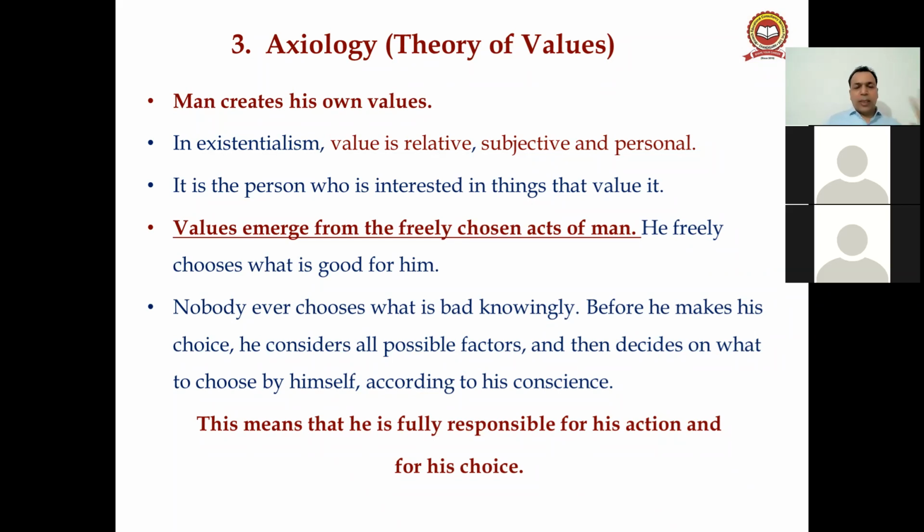Again, this talks about the man's individuality. Nobody ever chooses what is bad knowingly. Before he makes his choice, he considers all possible factors, then decides what to choose by himself according to his conscience. This means he is fully responsible for his action and his choice. So under this axiology, existentialists want to say that there are no ultimate values. We create our own values. It depends on our knowledge what kind of values we create, and we are fully responsible for our actions and choices. So this is all about metaphysics, epistemology, and axiology, meaning the major facts or beliefs of existentialism.